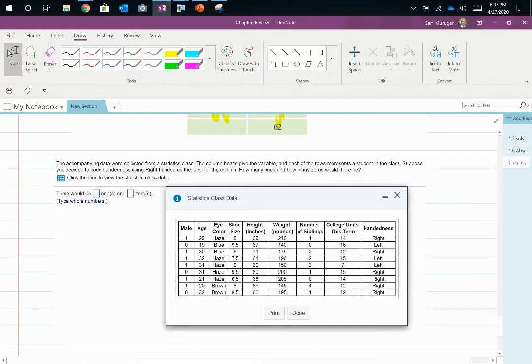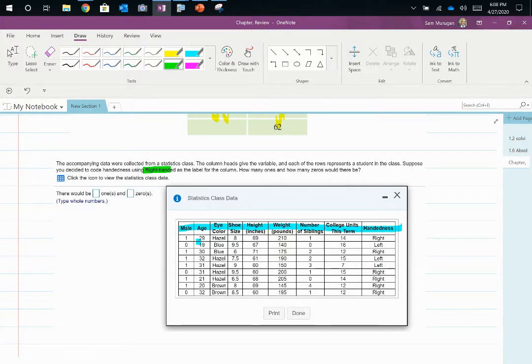Now, let's look at this problem. It's saying the accompanying data were collected from a statistics class. The column heads give the variable in each of the rows. So this column head here gives the variables, and then each of the rows represent a student in the class. Okay, so each row here is related to one single student. Suppose you decided to code handedness, whether right-handed or left-handed. Now, key here, use right-handed as the label for the column.